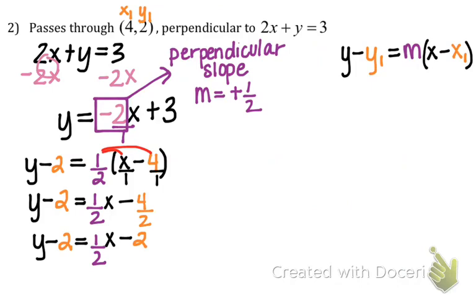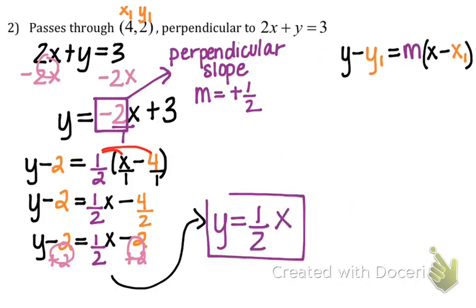Now I have one last step to finish this off, and that is to make sure my equation is in slope-intercept form, so y needs to be by itself on the left-hand side. So I'm going to add 2 to both sides, and actually what happens, since on the left and on the right I have a minus 2, those both zero out. So my final equation of the line is y is equal to 1/2 x.